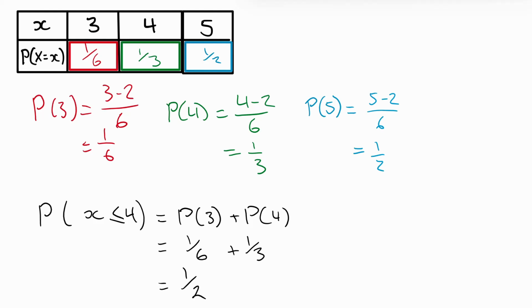So you can use tables in that way to find the probability of more than one event occurring. In this case, it was the probability of any number less than or equal to 4, so 3 and 4.